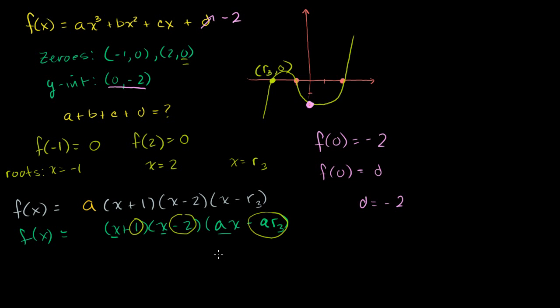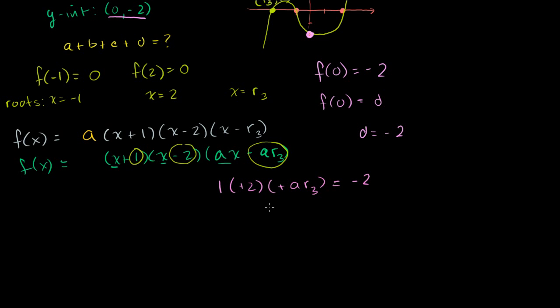So we could say 1 times minus 2 times minus a r3, these two minuses will cancel out, is going to be equal to our d term. It's going to be equal to minus 2. If we simplify that a little bit, we get 2a r3 is equal to minus 2. Divide both sides by 2a, and you get r3 is equal to minus 1 over a. So we haven't solved for the third root. We've just gotten it in terms of our coefficient a. But let's see if we can still use that in some useful way.